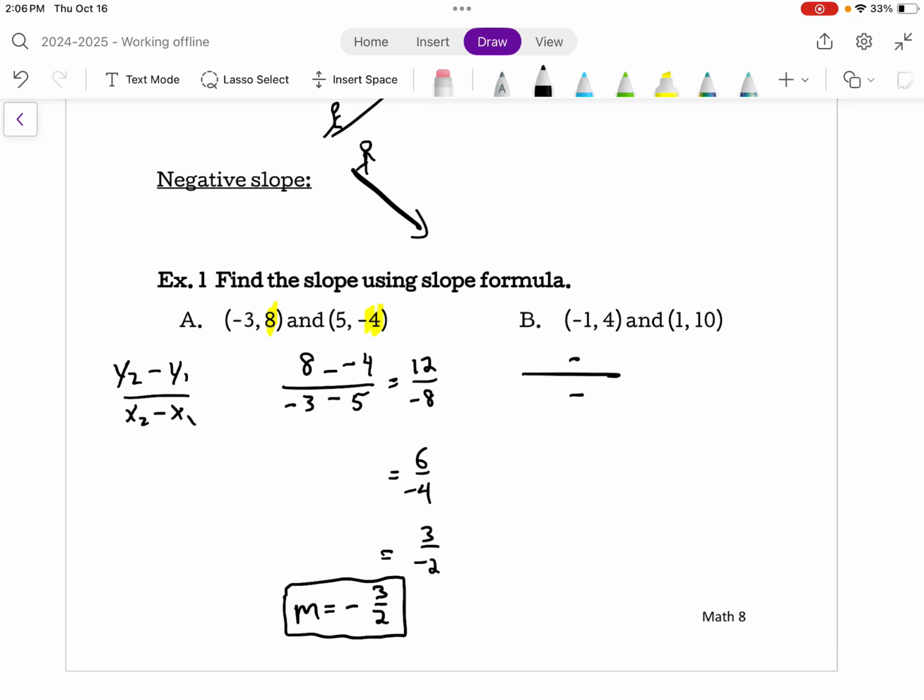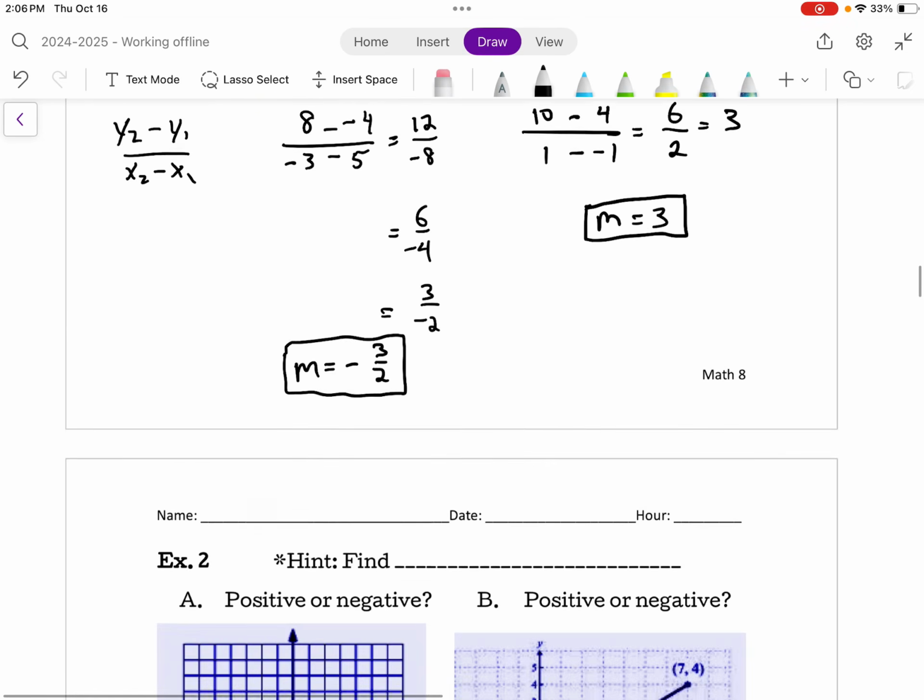Subtract the y's on top and the x's on bottom. Again, any order. I'm just going to start with the 10 minus 4. And then if I do that, I have to keep the same order on the bottom, which would be 1 minus negative 1. 10 minus 4 is 6, and 1 minus negative 1, so 1 plus 1 is 2. 6 divided by 2 simplifies to 3. So your answer there would be the slope is m equals 3.